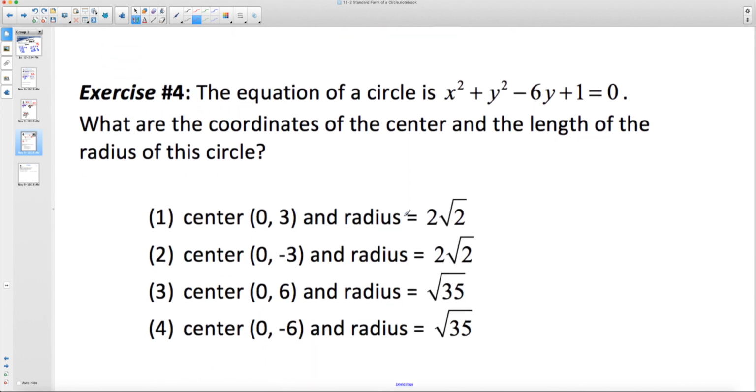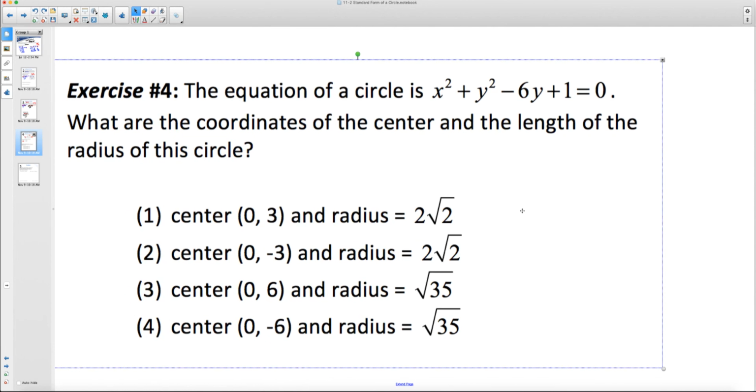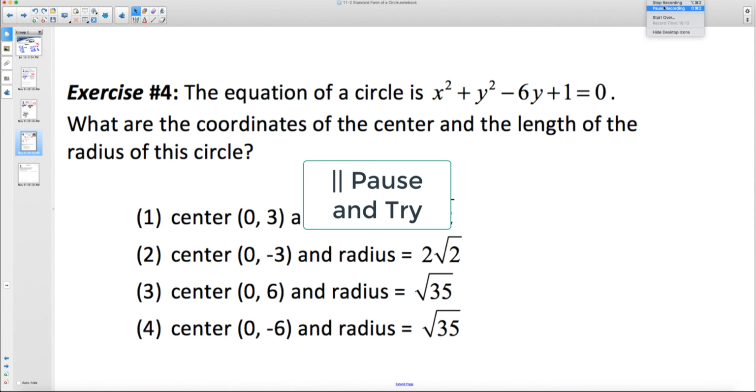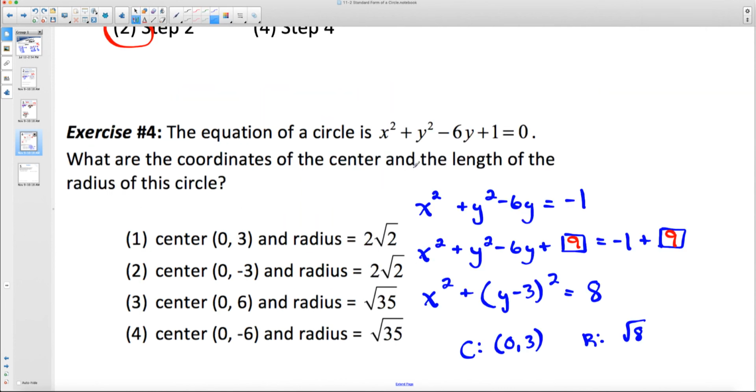Okay, and the last one. Why don't you pause the video and try this one on your own, and then I'll show you the answer after you're done. Okay, so pause it and try. So doing this work out, this one was actually kind of nice because you didn't have to do as much work because there's nothing to do there. It's just x squared, so you're kind of done there. The center is going to be 0 comma something because there's nothing there for that.